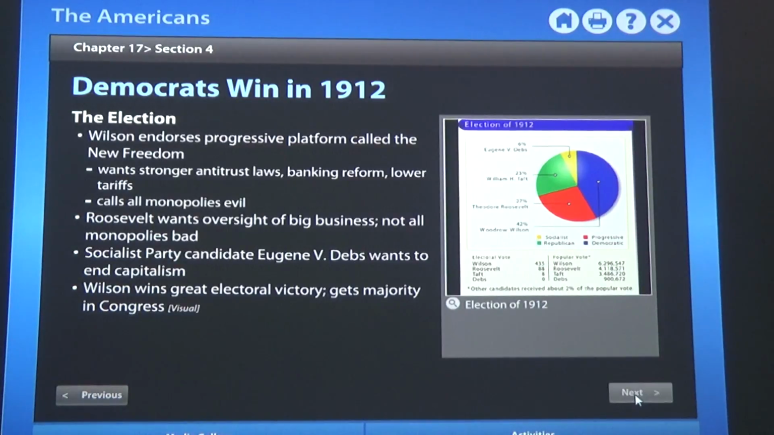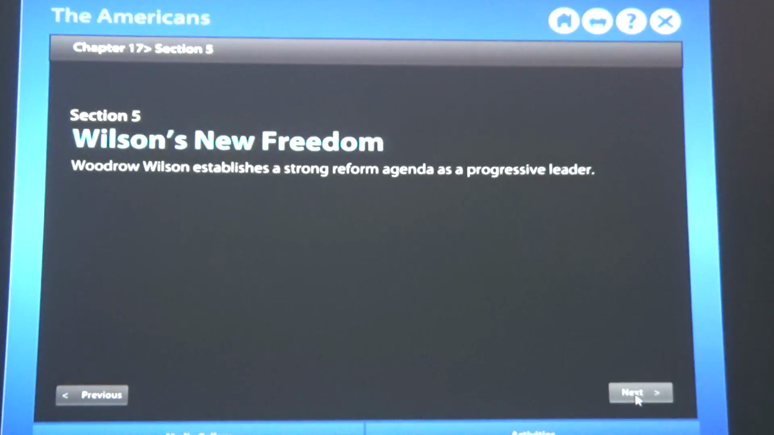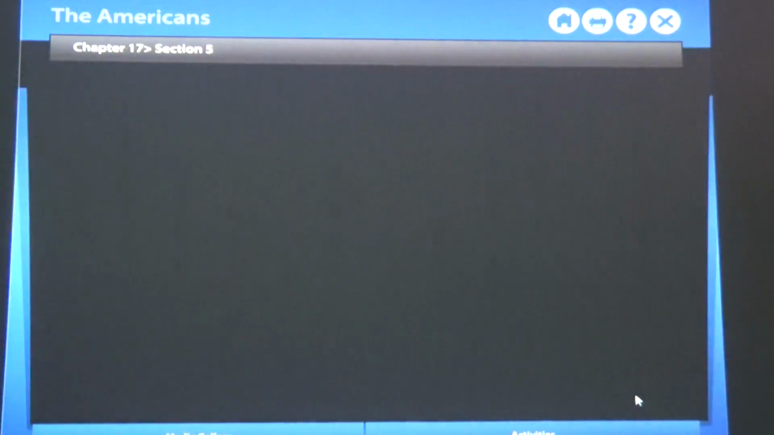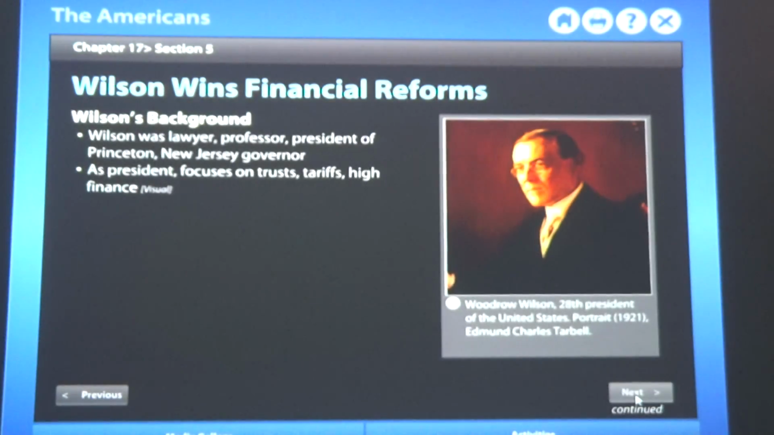So now we move on to Wilson. He called his program the New Freedom, establishing a strong reform agenda as a progressive leader as well. His background is as a lawyer, professor. He's more of a thinking man. He's a president of Princeton first and then New Jersey governor. He focuses as a president on the trusts, breaking up more trusts, the tariffs, and high finance. There's a picture of Woodrow Wilson himself.